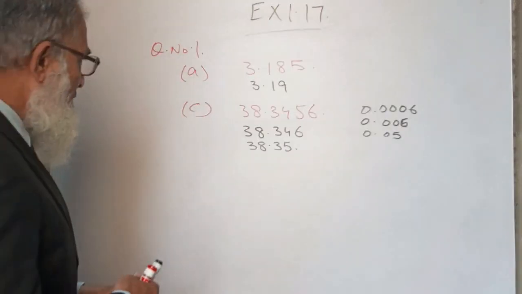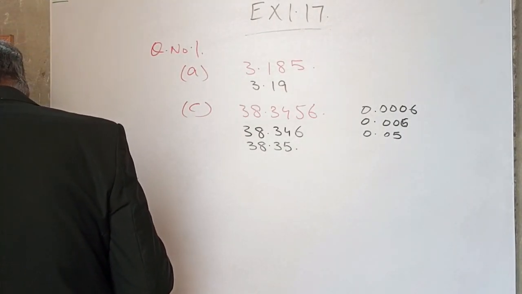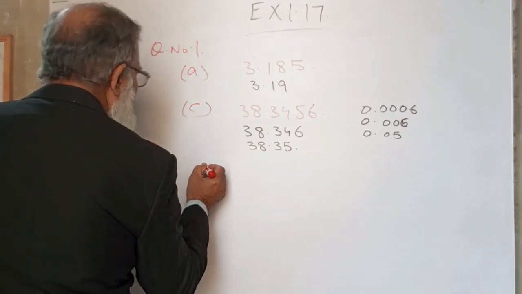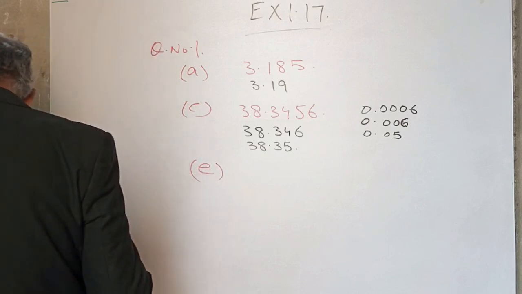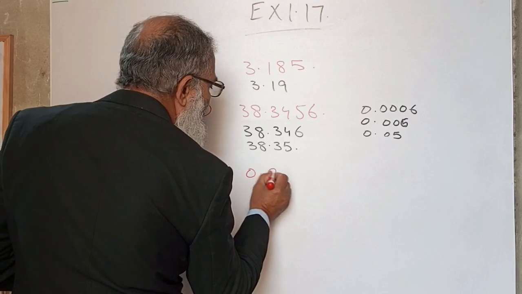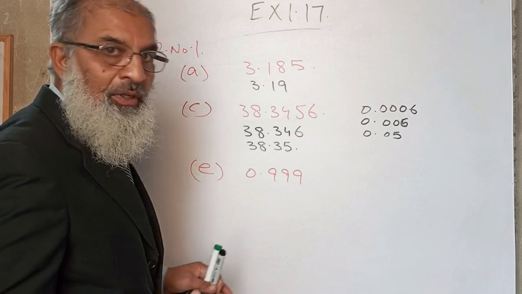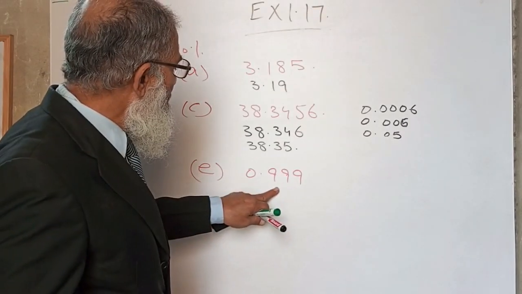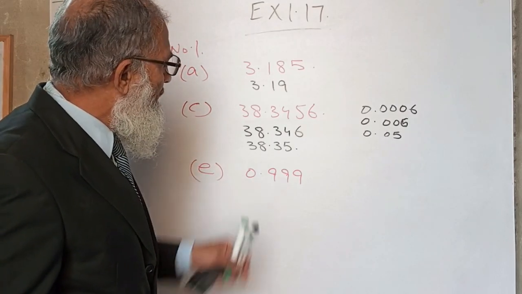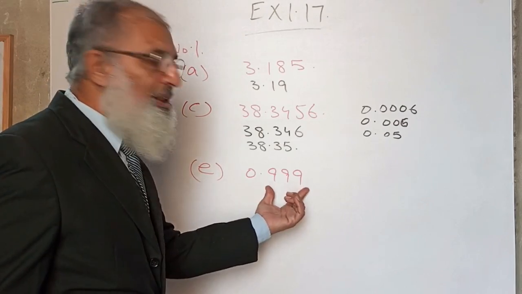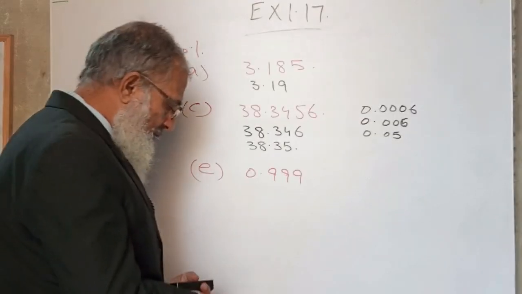Now there is one more interesting question coming up, and that is E, and the number is 0.999. What we have to do is just round it up to two decimal places. Now you see, this is a very tricky thing over here. If I round it over here, what will happen?